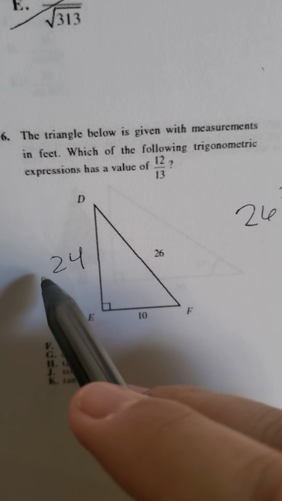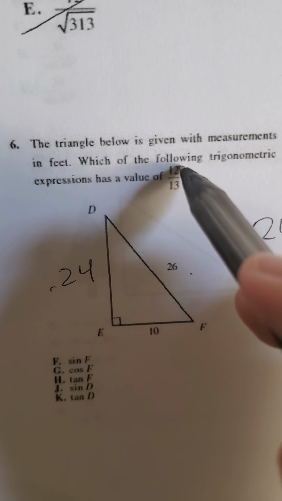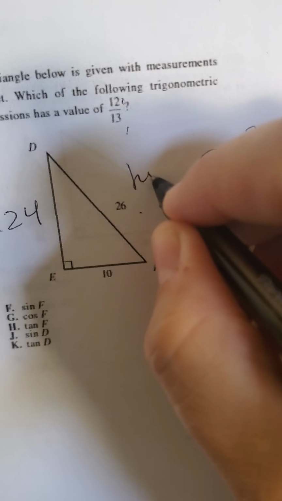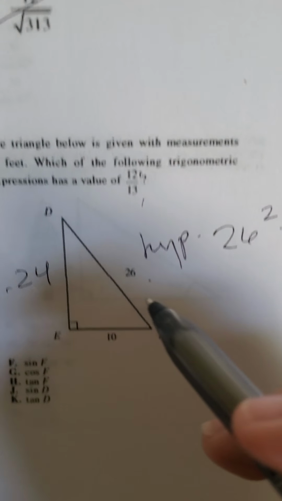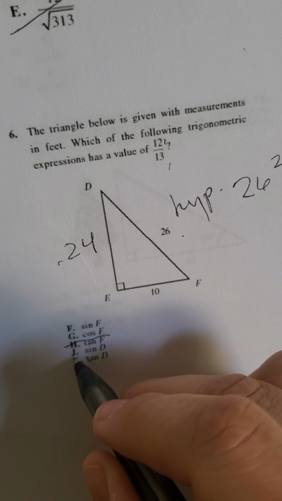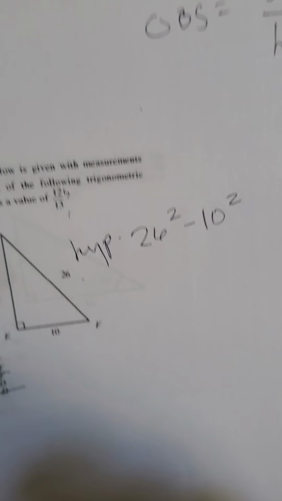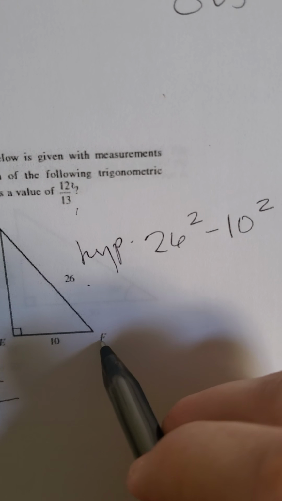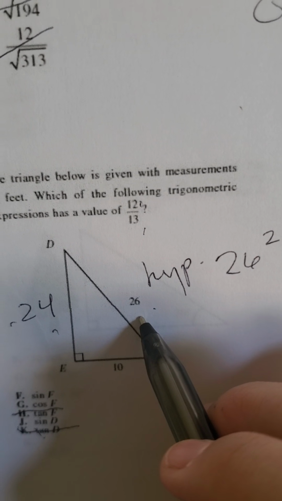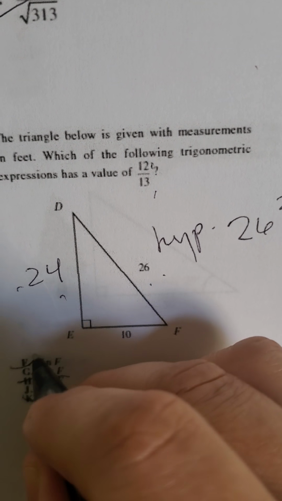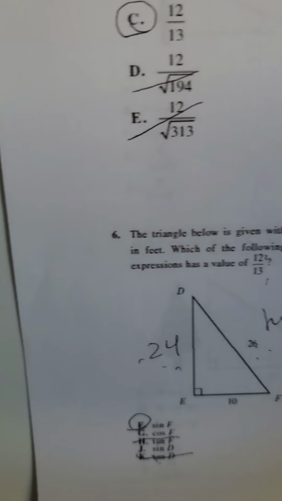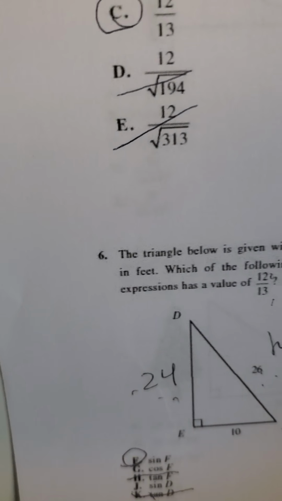Well, right now I know 24 over 26. If I reduce it, it'll give me 12 over 13, right? So I know the hypotenuse is going to be on the bottom, so I know it can't be tangent. So I'm going to rule out H and K. Okay, so if I do sine of F, that's opposite over hypotenuse, which is what I'm looking for, right? So it would have to be F. Okay, see how it's opposite over hypotenuse. Okay, all right, that wasn't too bad, was it?